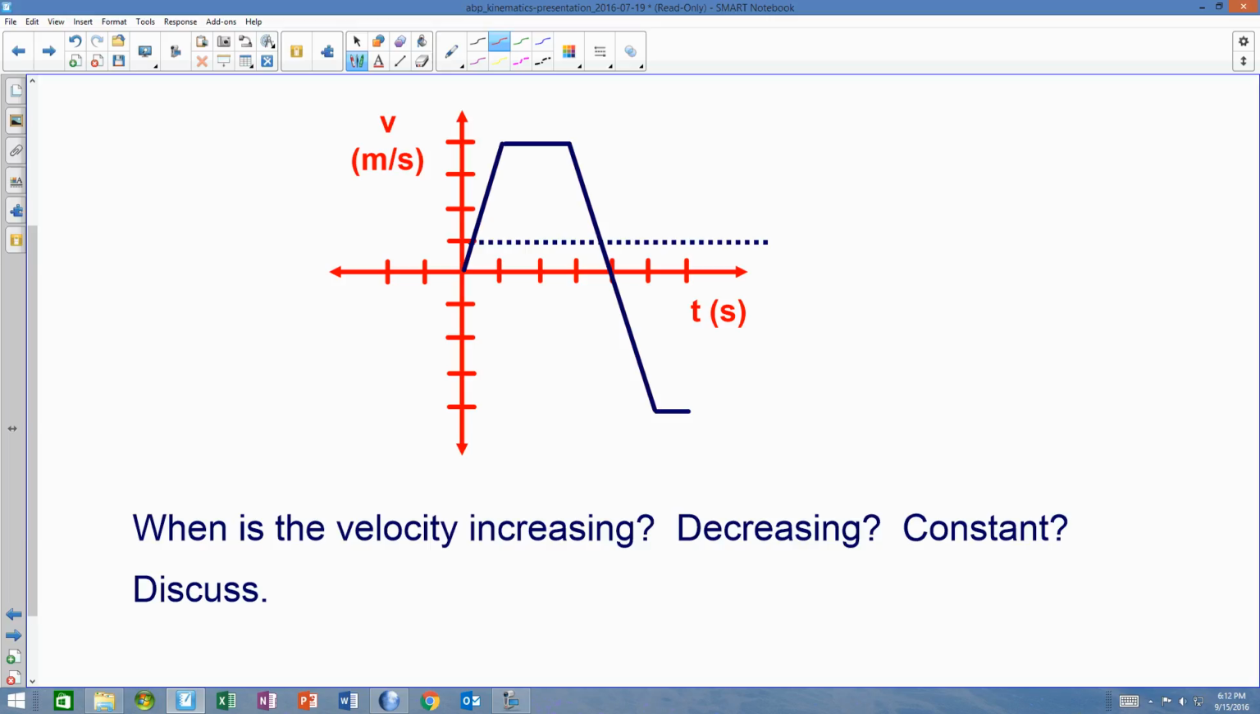Okay? So when is the velocity increasing? It's increasing here and also here. When is it decreasing? It's decreasing here. When is it constant? Right here and right here.